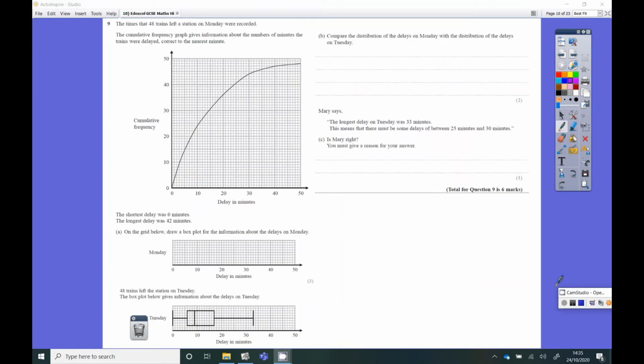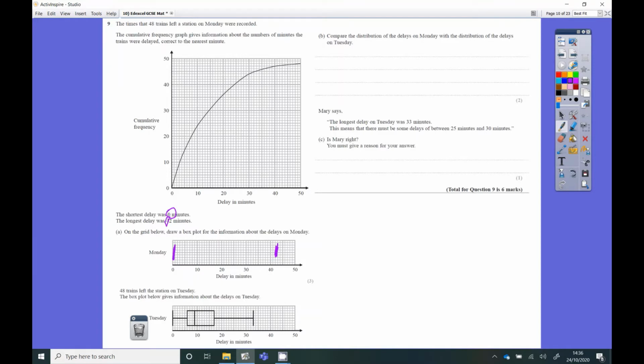Question 9. So we're asked on the grid below to draw a box plot. We're told that the shortest delay was 0 minutes, so put a line in at 0. And we're told the longest delay was 42 minutes, so put a little line in at 42.